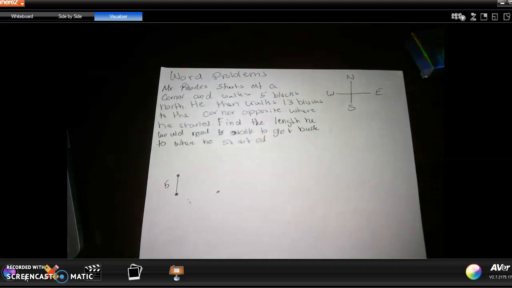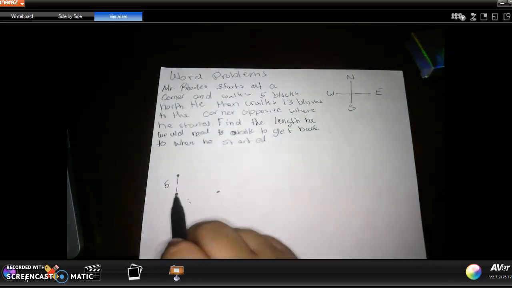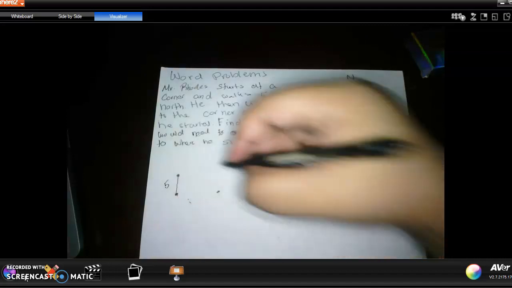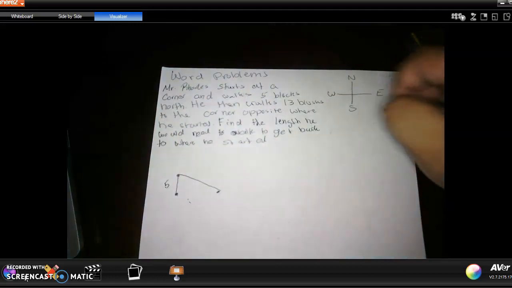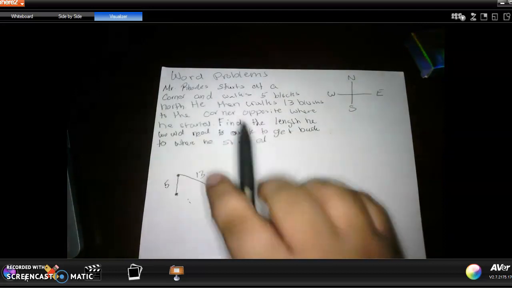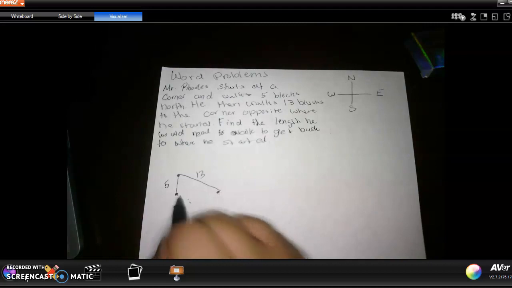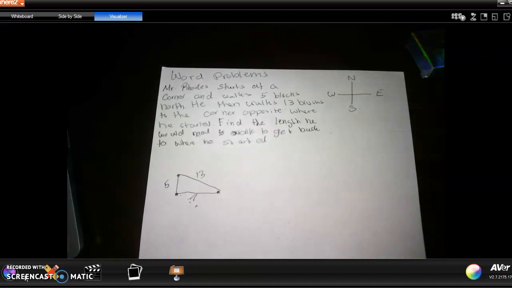This is where we're going to have to do some thinking, and the problem solving comes in. So if this is the corner where I started, and this is the corner where I'm at, well, they're opposite from each other, so they have to be on the same line as each other. So I would draw a line and connect those two. Well, that's a line that goes southeast, and that was 13. Now it says, find the length he would need to walk to get back to where he started. Well, to walk from here to here, this is what I'm looking for. So this part is what I'm looking for. So I would just set this up.